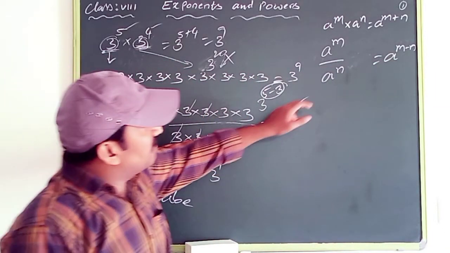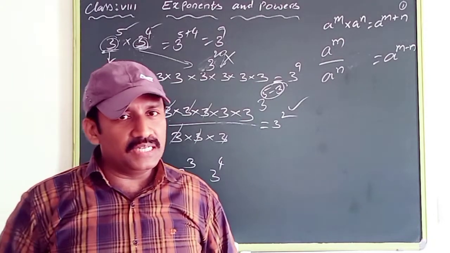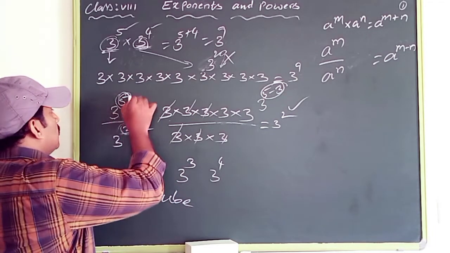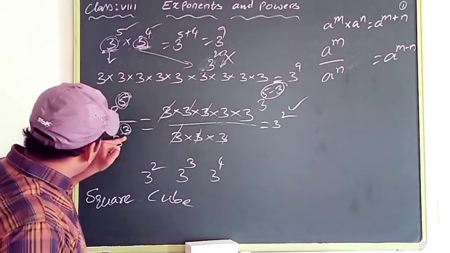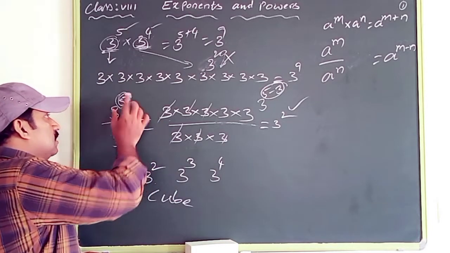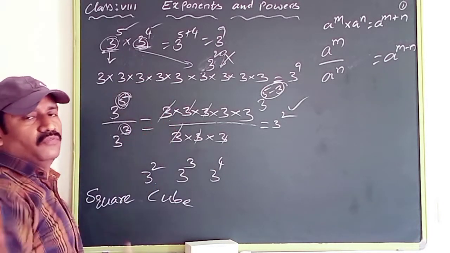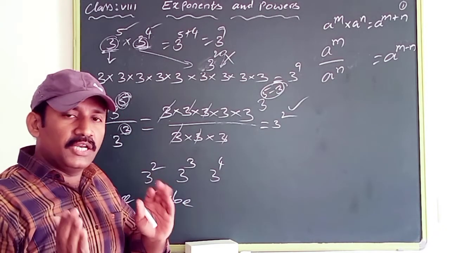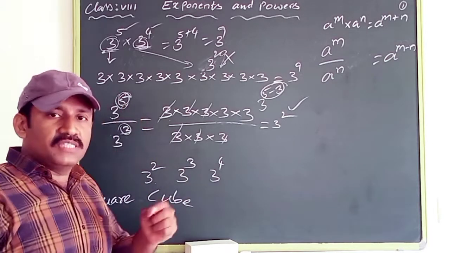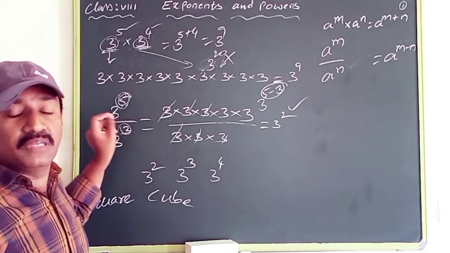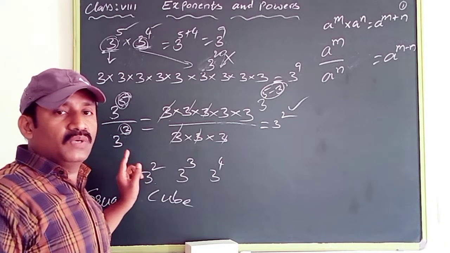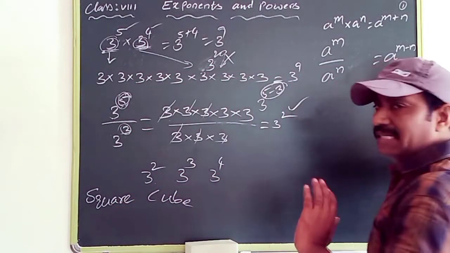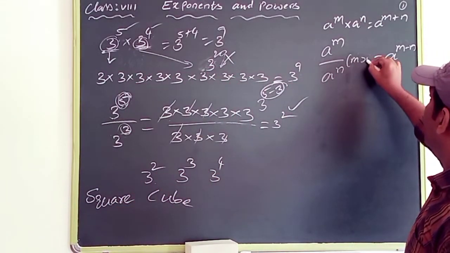Why did I leave the space here? There are 2 conditions in this formula. What is the first condition? When in the numerator the power is more than in the denominator. What is the numerator here? 3 to the power of 5. What is the denominator? 3 to the power of 3. In the numerator, the m value is more than the n value, right? The numerator power is 5 and the denominator power is 3. This 5 is more than 3. So this formula is correct. That means the condition here is m greater than n.